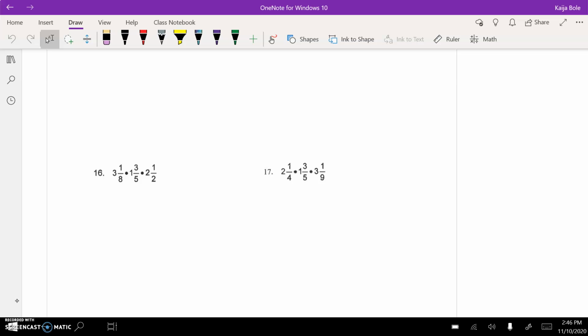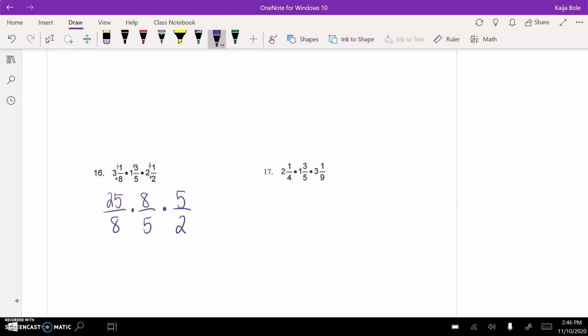So I have 3 and 1/8 times 1 and 3/5 times 2 1/2. So first I have to change all of these into improper fractions. So 8 times 3 is 24, plus 1 would be 25. So this would be 25 eighths times 5 times 1 is 5, plus 3 is 8, so times 8 fifths times 2 times 2 is 4, plus 1 is 5 times 5 halves.